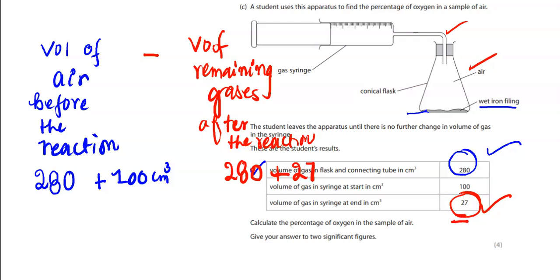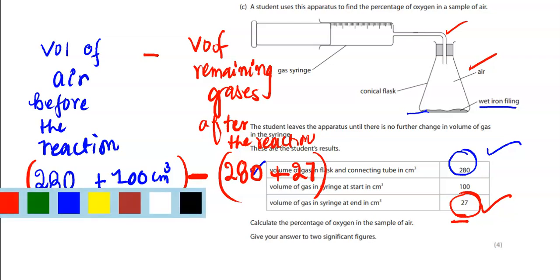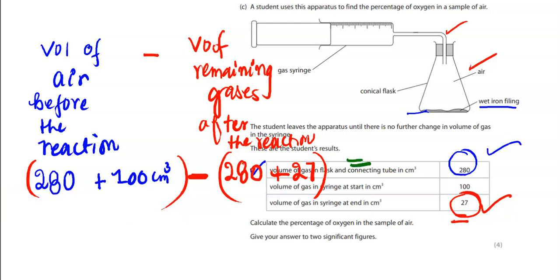So when we subtract this volume from the total volume, we get the volume of what? Volume of oxygen consumed. I hope you are clear about this. So you get 73 centimeter cube.